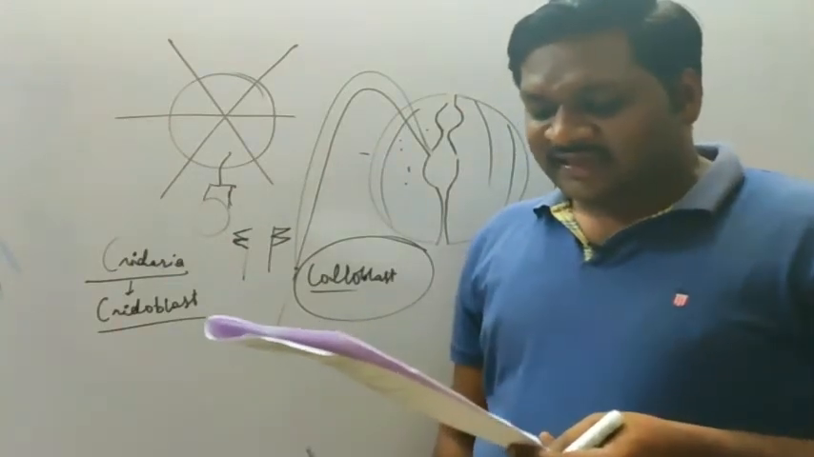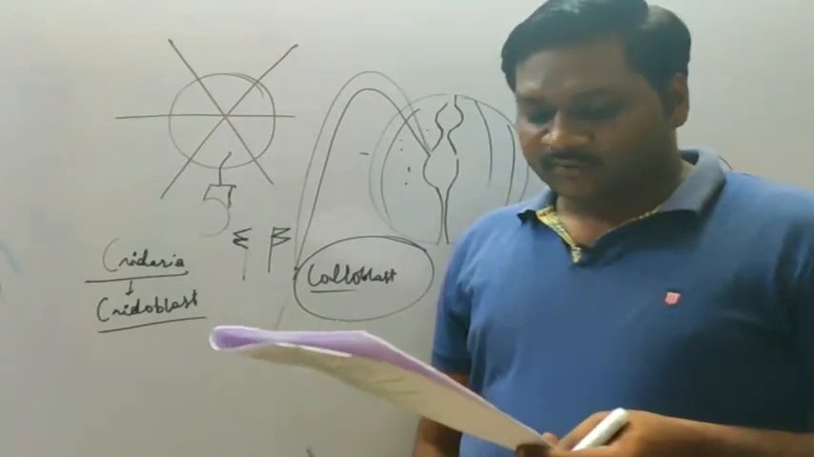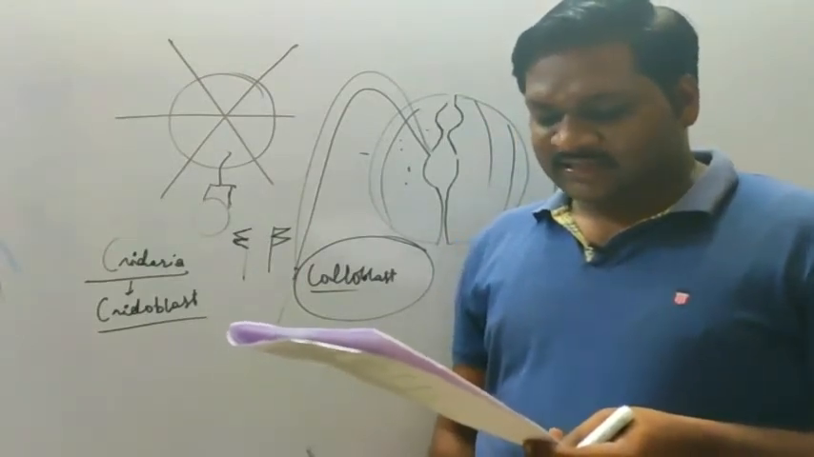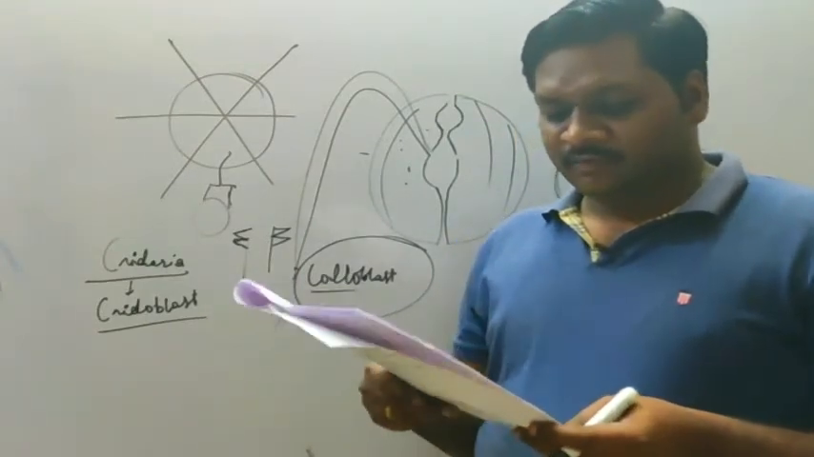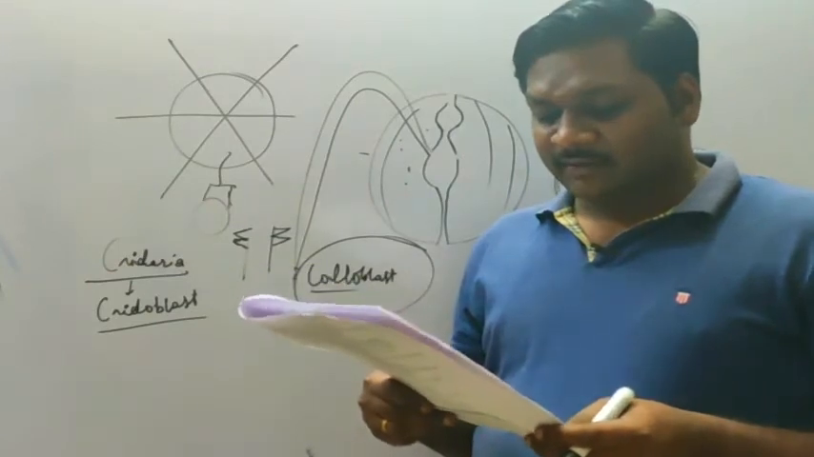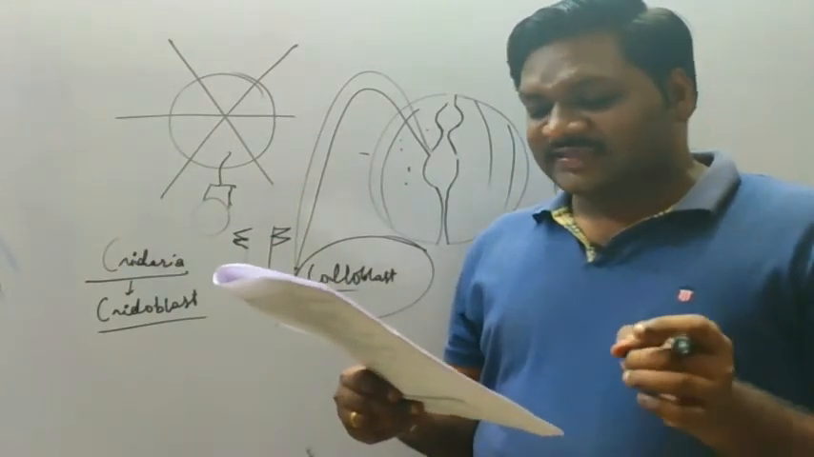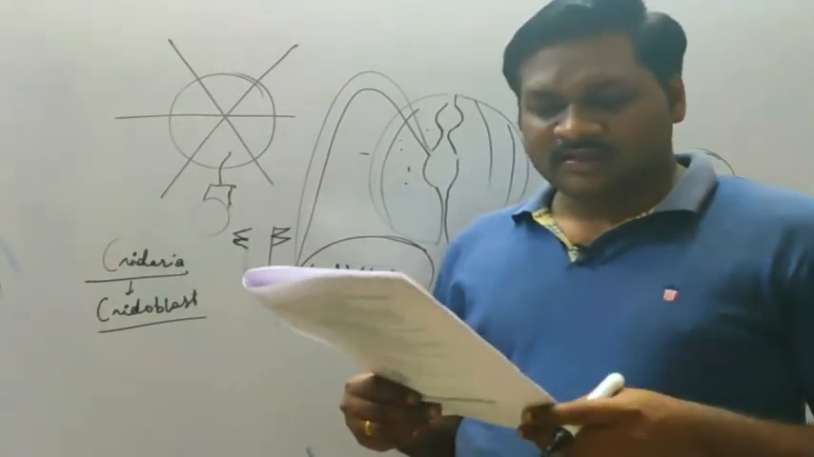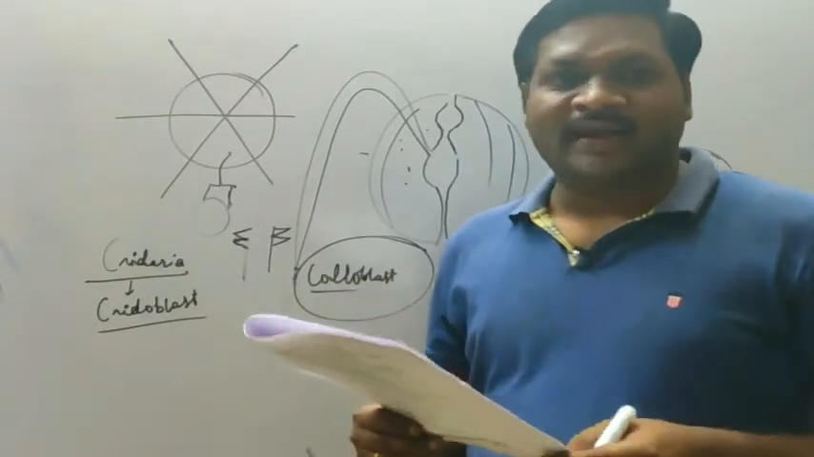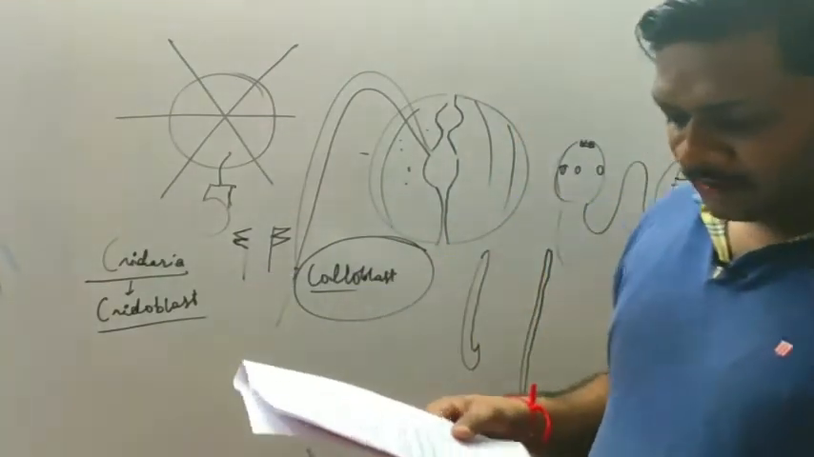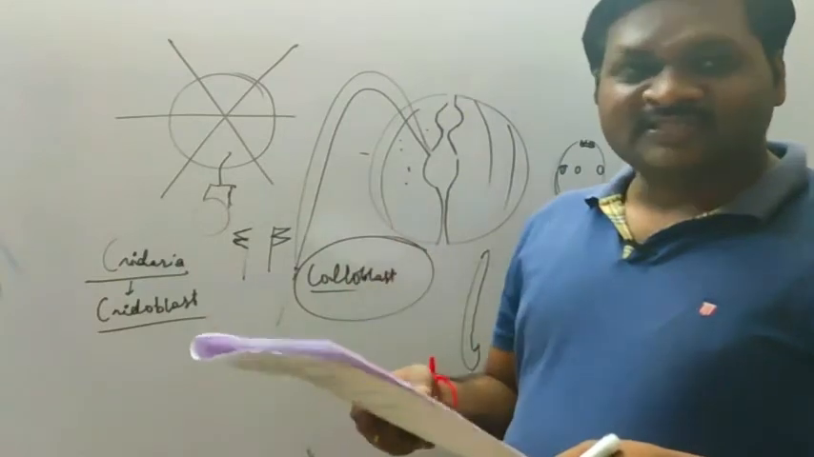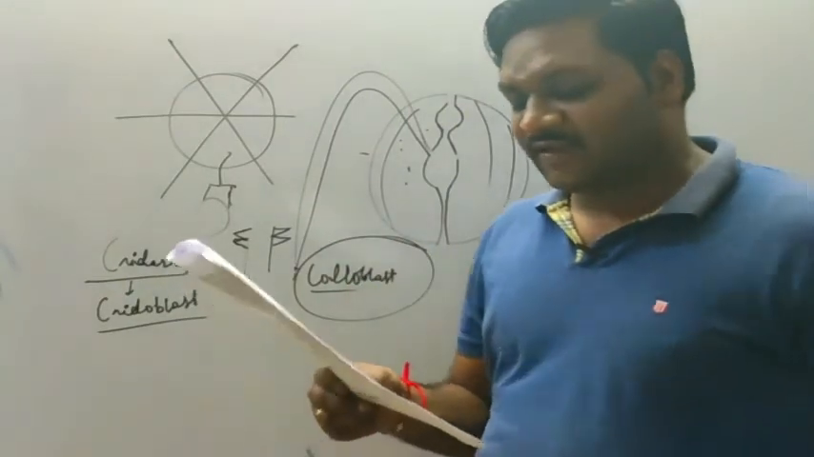Then, which is correct about acorn worm? See, sexes are separate, but fertilization is external. This is correct about acorn worm. So option C will be the correct answer for question number 170.